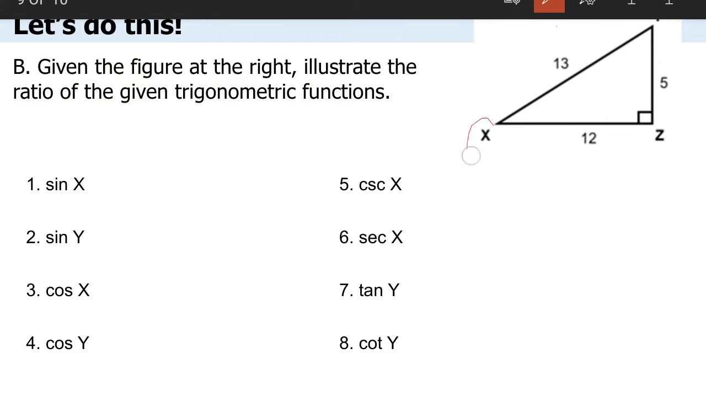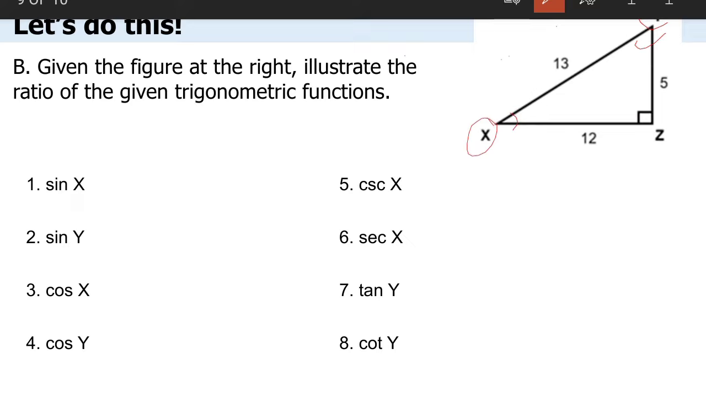okay, so x and then y, this is your y, sorry. X and y can be a reference angle because these are the acute angles. And z, or angle z, cannot be a reference angle because it is a right angle.